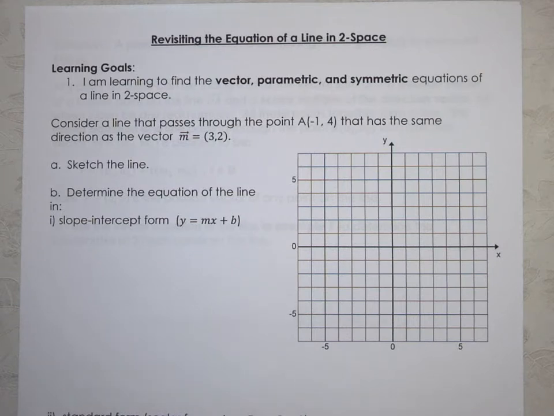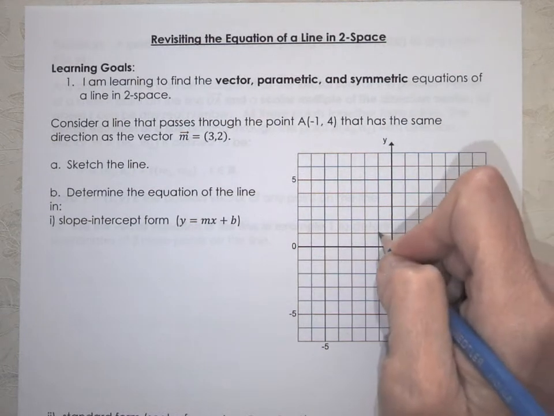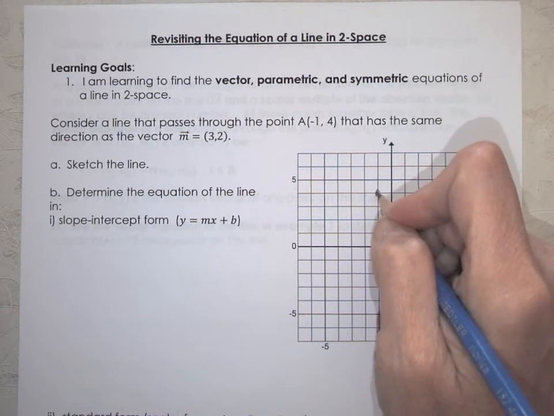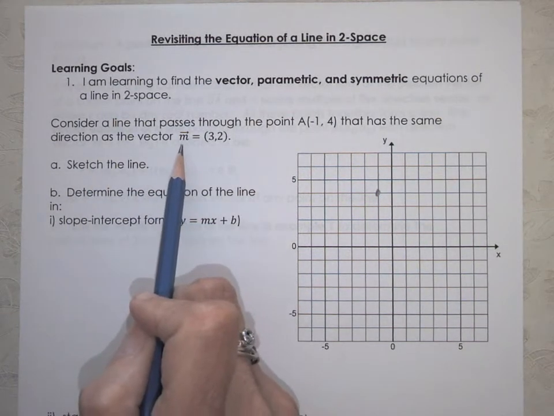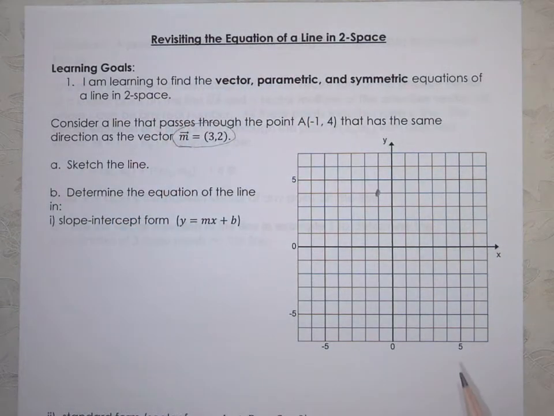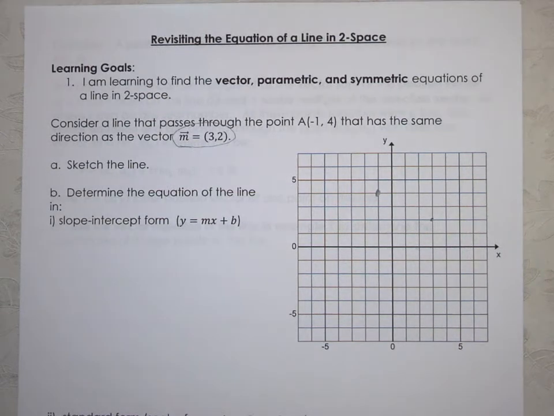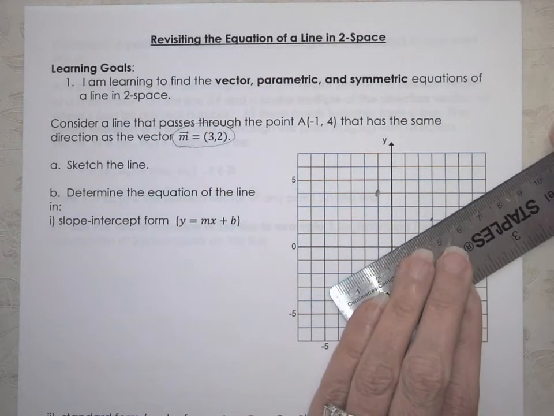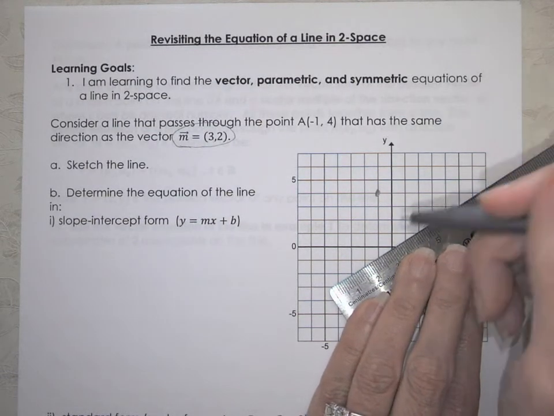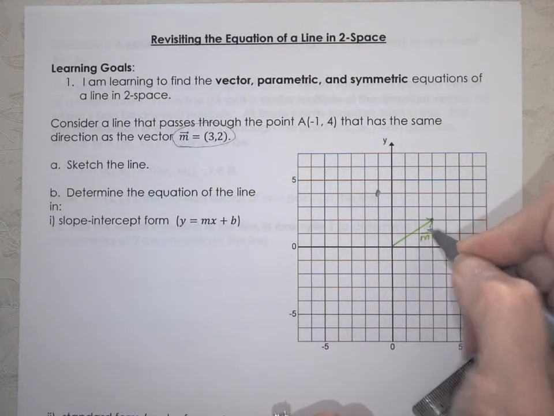Consider a line that passes through the point A(-1, 4). So we know our line goes through this point, (-1, 4), and has the same direction as the vector m = (3, 2). So we call this the direction vector. And that vector would start at (0, 0) and end at (3, 2). So this is our direction vector m.